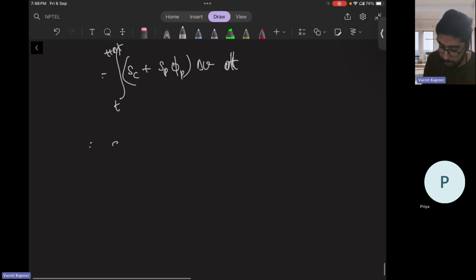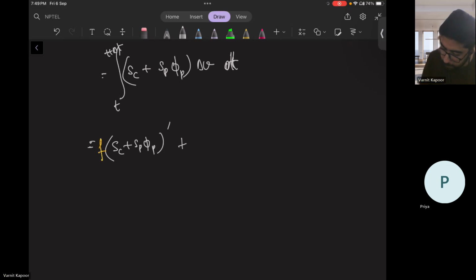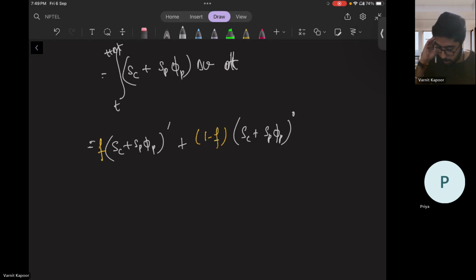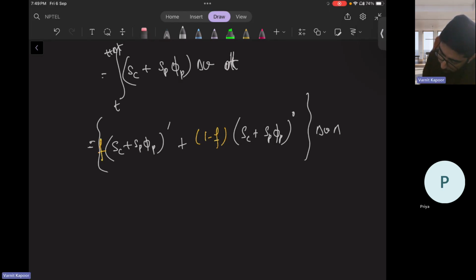So again, it will be written like SC plus SP phi p at 1, with a fraction f, linear assumption, plus 1 minus the fraction into SC plus SP phi p at 0, into del v del t. Same thing we have done. Yes.